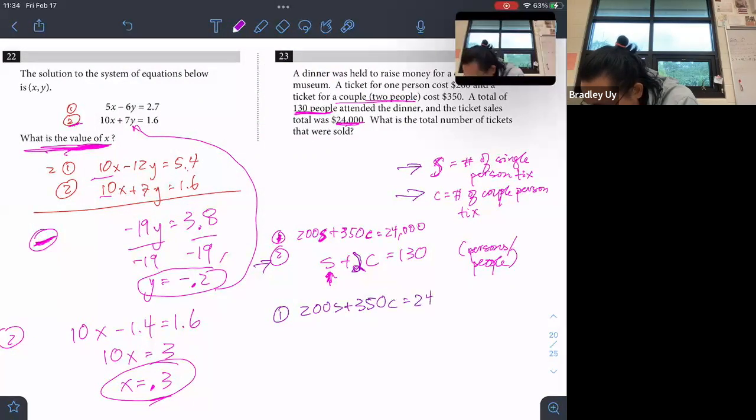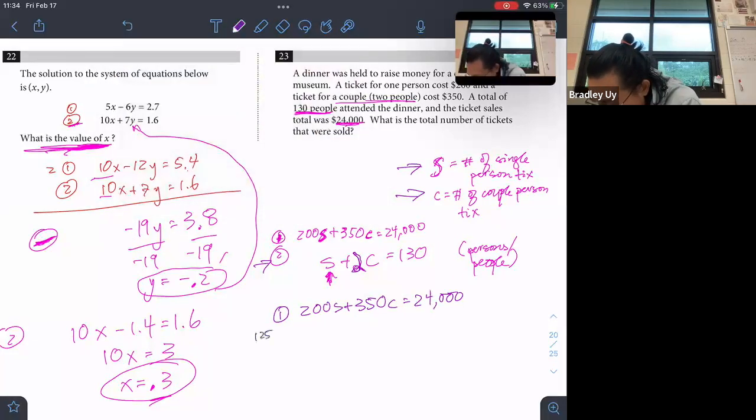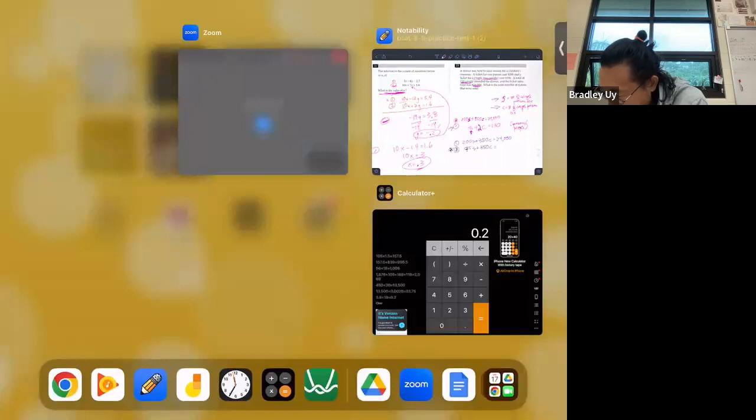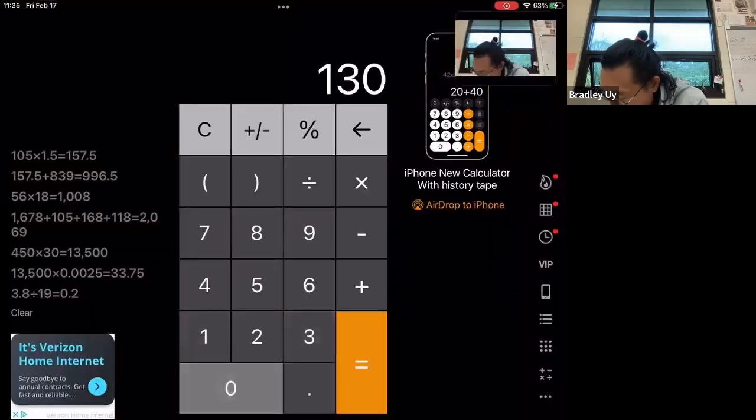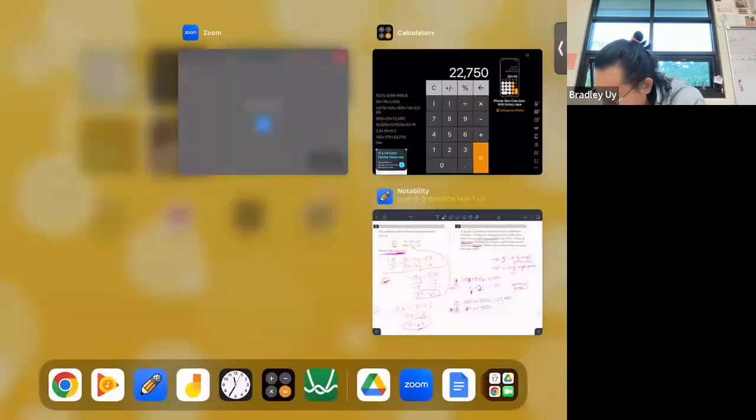Equals 24,000. Okay, and I'm going to multiply equation 2 by 125. This will match the C values. So I have 125S plus, no, wrong number, 175S plus 350C equals 130 times 175. 130 times 175, that would be 22,750.